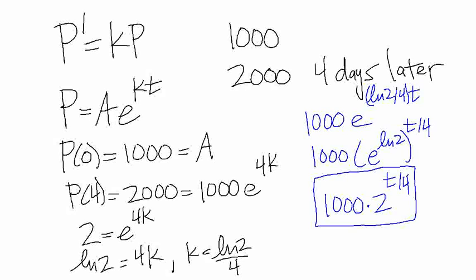Okay? So in summary, we found the general form. We knew the general form once we identified the differential equation type, and then we just had to solve for a and k. All right. Here is another example where this differential equation would come up.